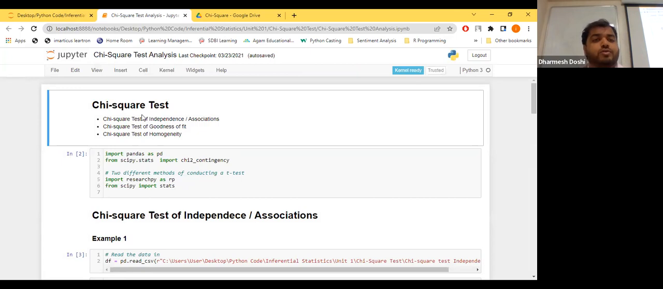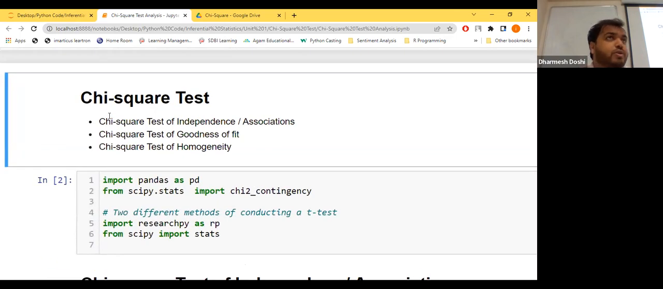So guys, here we have the chi-square test. We have three types of chi-square test: independence, goodness of fit, and homogeneity. You two people have missed three tests, so I am not considering it for homogeneity either. So be on screen, understand the code.